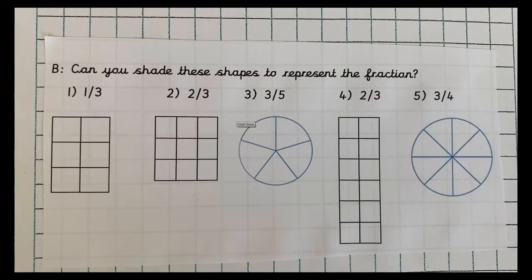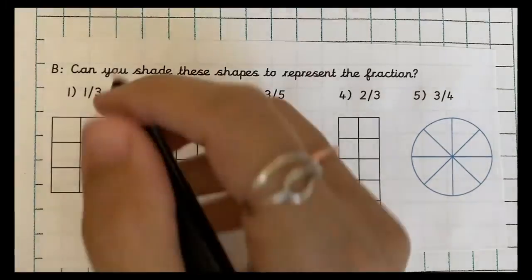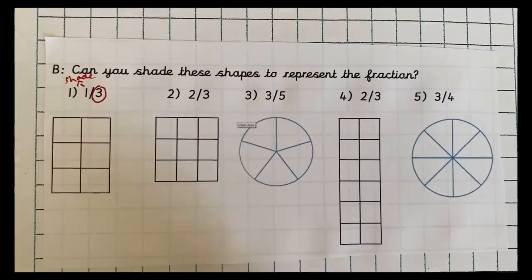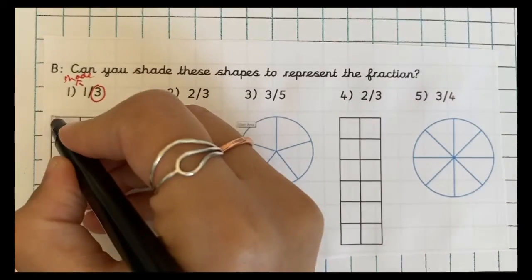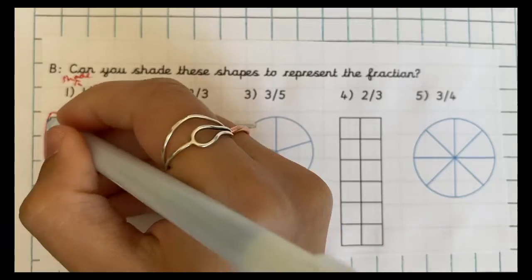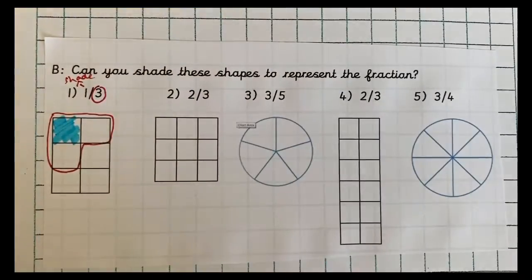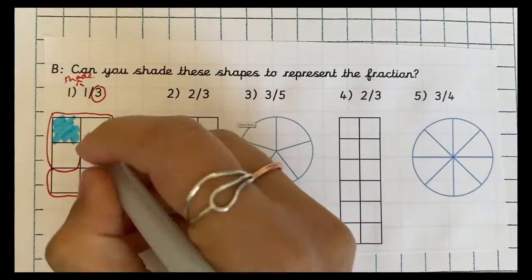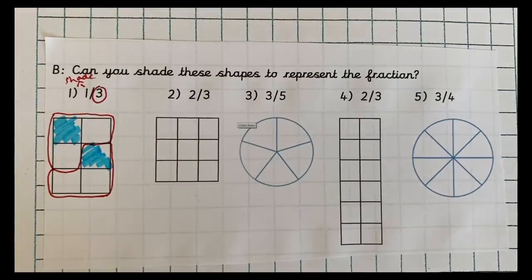Can you shade these shapes to represent the fraction? So here we have 1/3. So out of every 3, I'm going to shade in 1. So I'm going to put a ring around 3. And I'm going to shade in 1 out of 3. Can do that again. Shade in 1 out of 3.